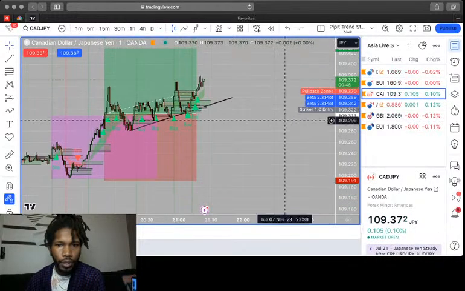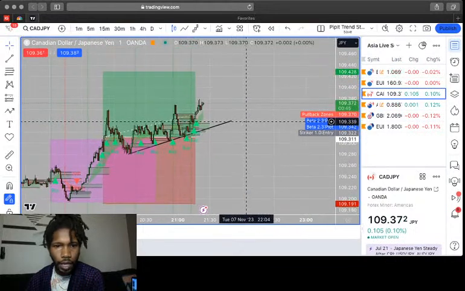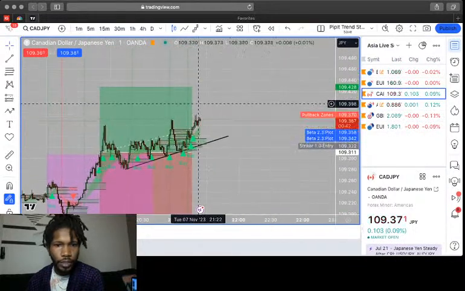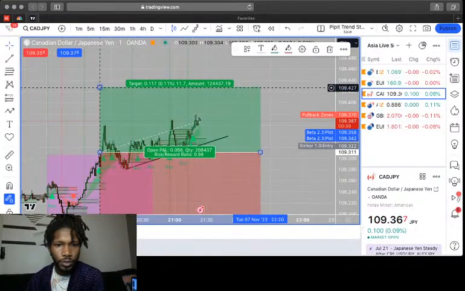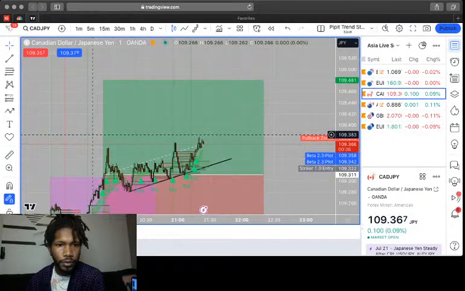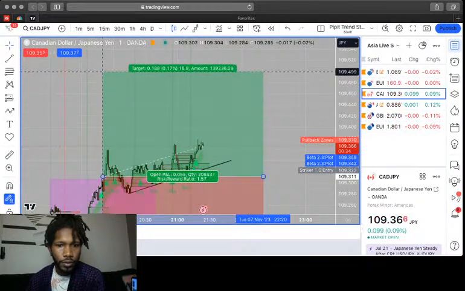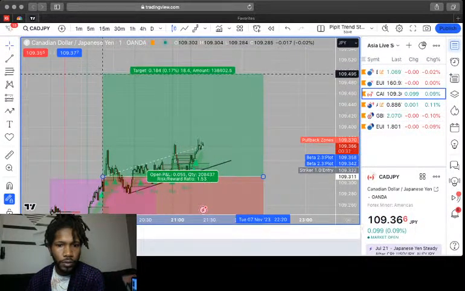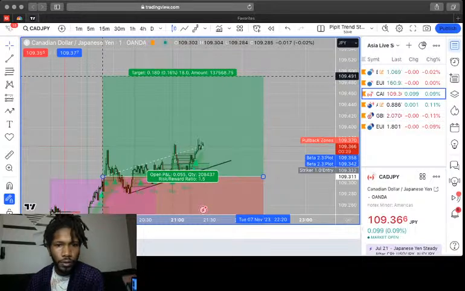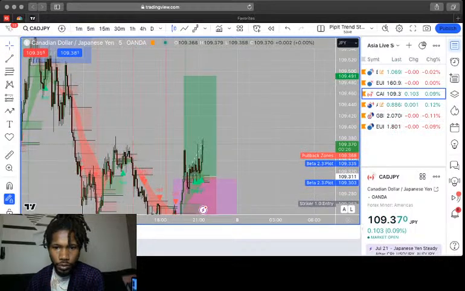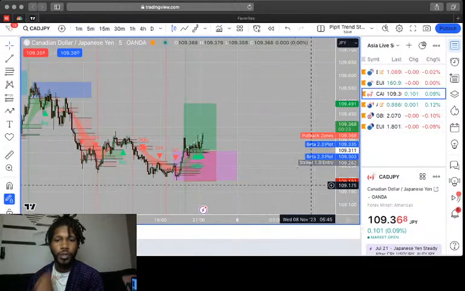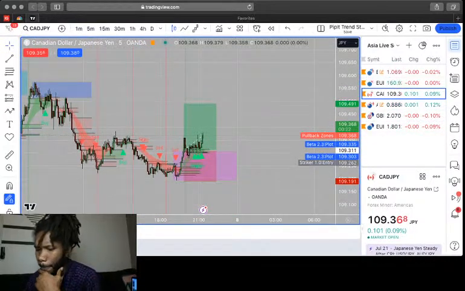CADJ is actually looking pretty good. This is the one position that we have running. I'm actually going to trail this if it breaks above and keeps pushing up. I'm going to trail it to 1.5. So that's what I'm going to be looking for on CADJ.